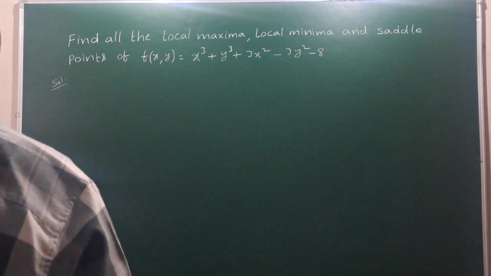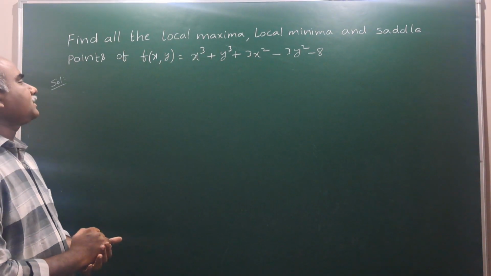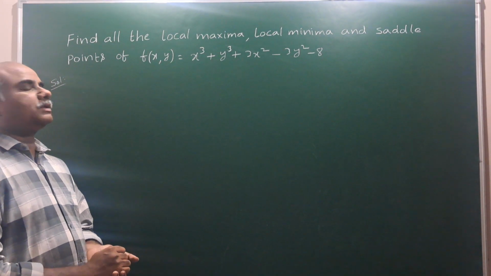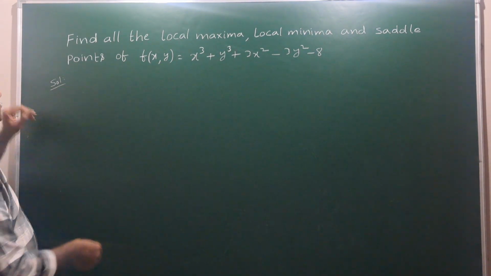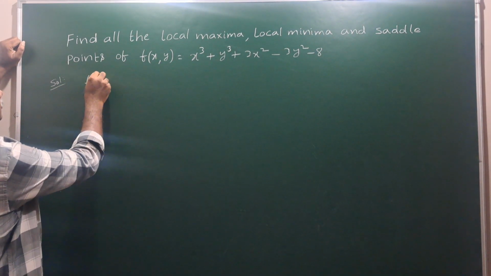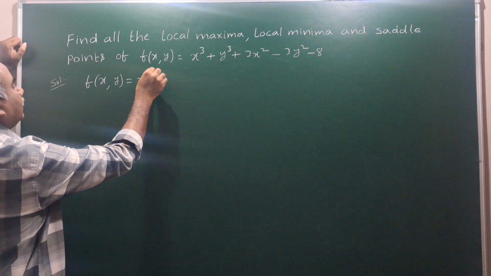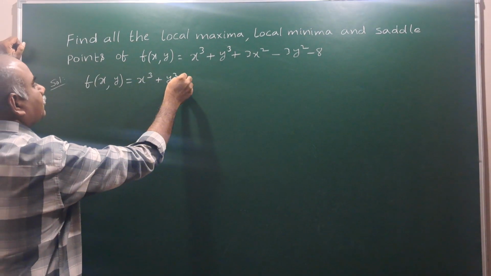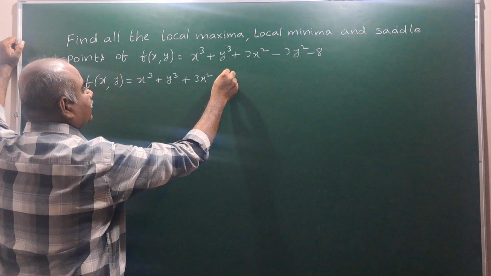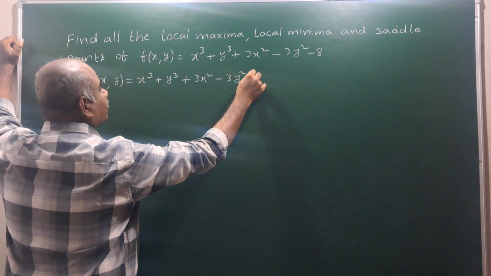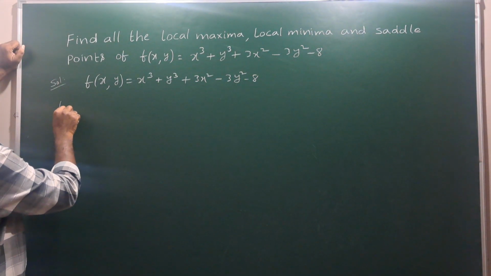Next problem, find all the local maxima, local minima and saddle points of f(x, y) = x³ + y³ + 3x² − 3y² − 8. Okay. So first of all, write the given function f(x, y) = x³ + y³ + 3x² − 3y² − 8. Okay. So first of all, find fx.